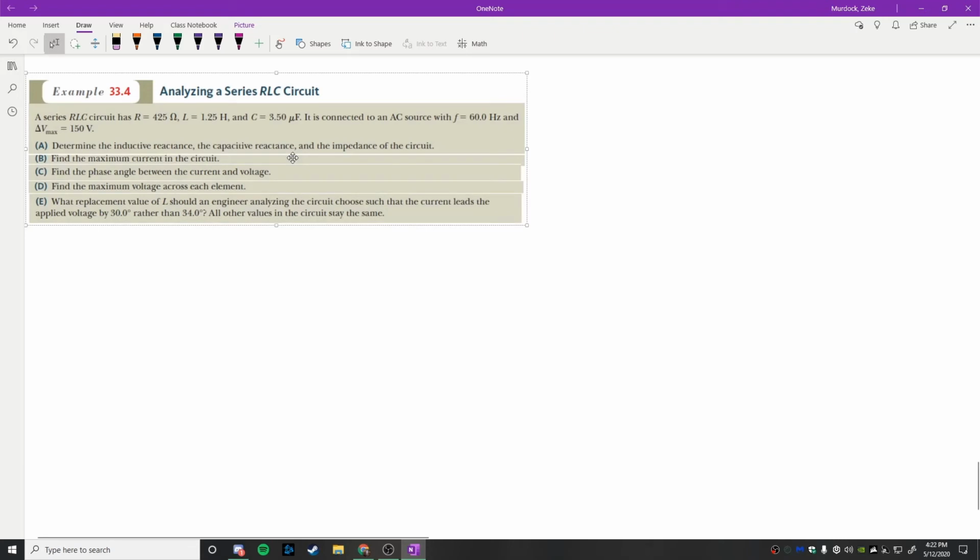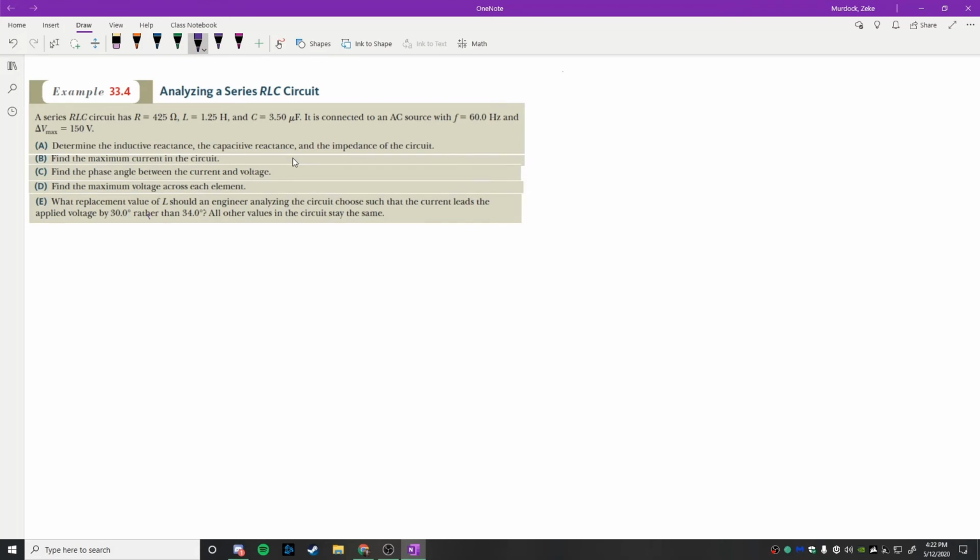All right. This is one of those problems where you guys actually already know how to solve this now. And so I'm going to have you guys be the ones that solve this one, okay? So here's what we have. We have a series RLC circuit that has a resistance of 425 ohms, an inductance of 1.25 Henry, and a capacitance of 3.5 microfarads. It's connected to an AC source with a frequency of 60 hertz.